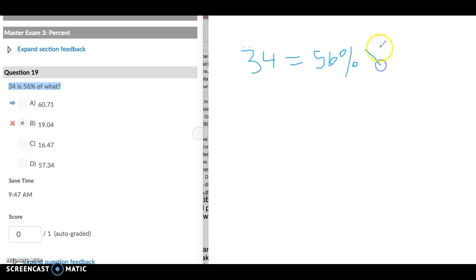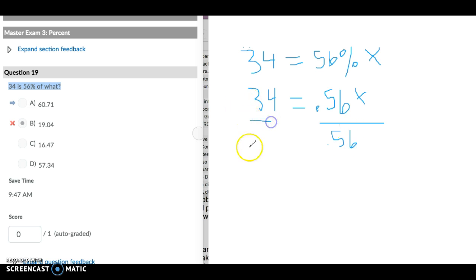But now I'm going to change my percent to a decimal because I can't really plug in a percent to my calculator. So if I do that, I'll have 34 equals 0.56 x. Now I'm just going to divide to get the x by itself. When I do that, I'm going to have x should equal about 60.71.